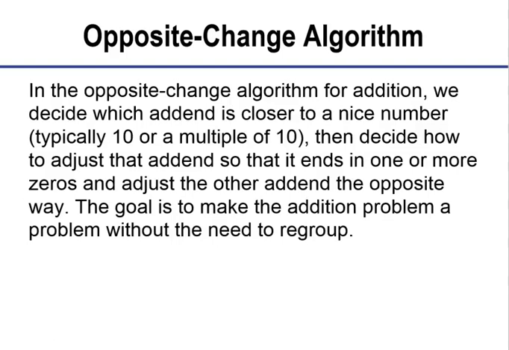Now let's check out the opposite change algorithm. It's interesting. For the opposite change algorithm for addition, we decide which add-in is closer to a nice number, typically 10 or a multiple of 10. In other words, you're trying to get to 10 or 100 or possibly even 1,000. Then decide how to adjust that add-in so that it ends in 1 or more zeros, and adjust the other add-in in the opposite direction. The goal is to make the addition problem one without the need to regroup. And I bet this is something that you have done when you do mental calculation before.